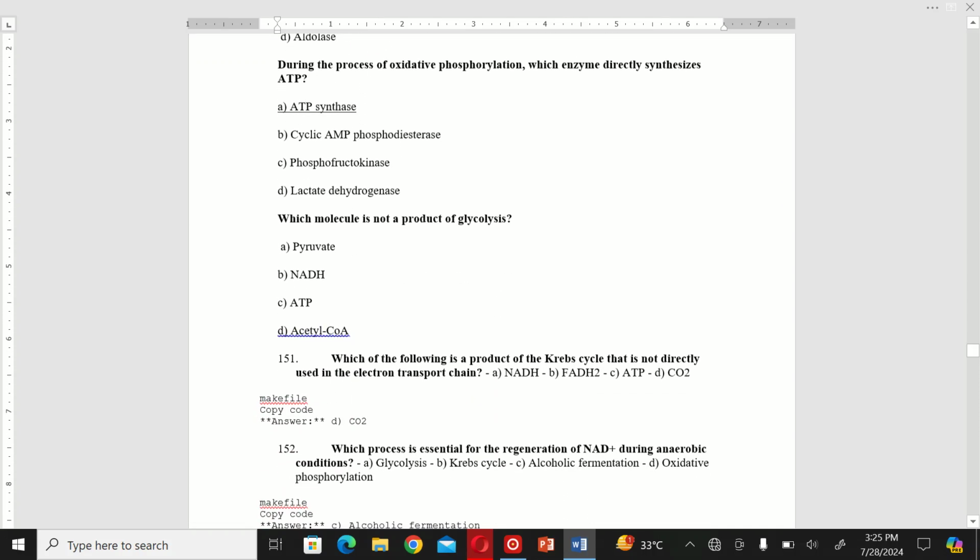The next MCQ: during the process of oxidative phosphorylation, the enzyme that directly synthesizes ATP is A. ATP synthase, B. Cyclic AMP phosphodiesterase, C. Phosphofructokinase, and D. Lactate dehydrogenase. So the correct option is A.